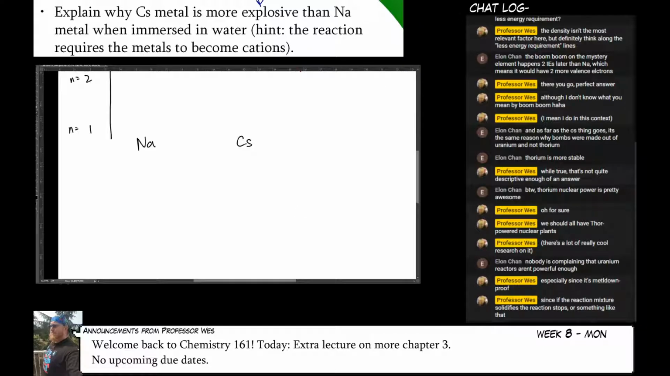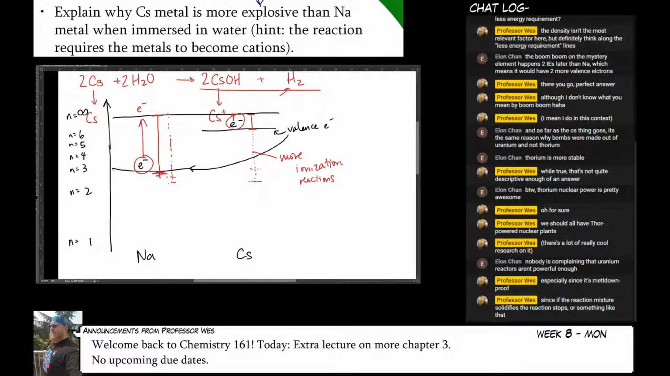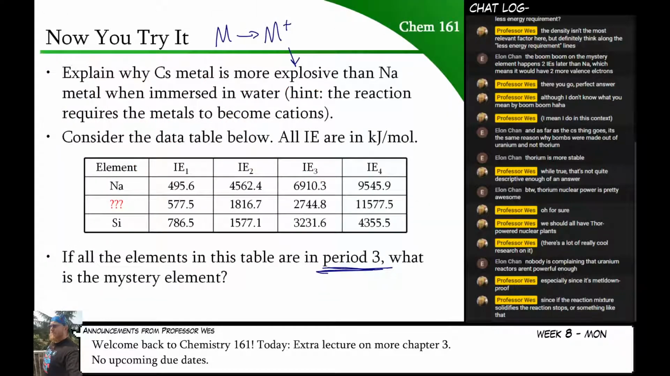All right. I don't actually need this screen for the second one, so we'll just leave that on the screen. You can pause it if you want to keep looking at it. But if I go back here, remember that if you can find the huge jump, you can find the number of valence electrons. So right here is the huge jump, and there is one valence electron in sodium.